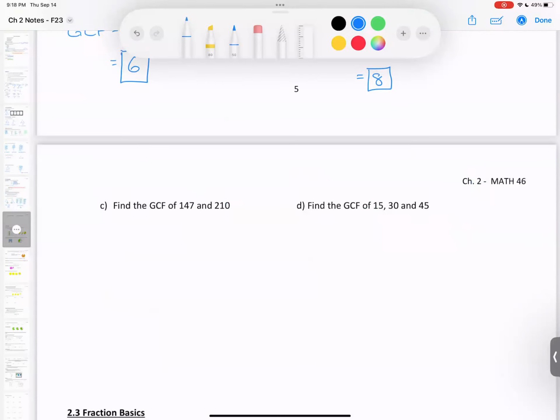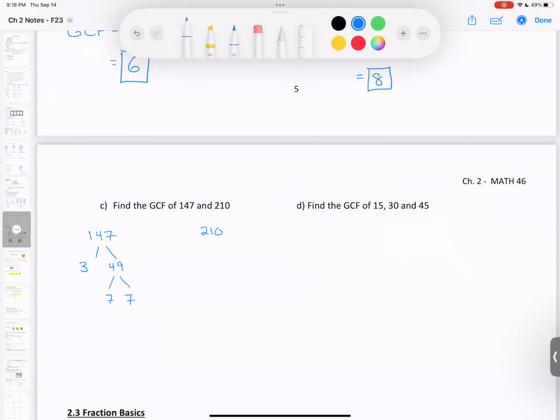Okay, so hopefully you had a chance to do these. Let's try them together. So we've got 147. We're looking for something that divides into 147. I can tell from my divisibility rules that it's going to evenly divide into 3. So 147 divided by 3 gives me 49. And 49 is 7 times 7. Those are primes, so I'm done that tree.